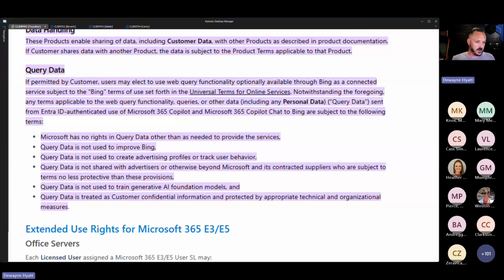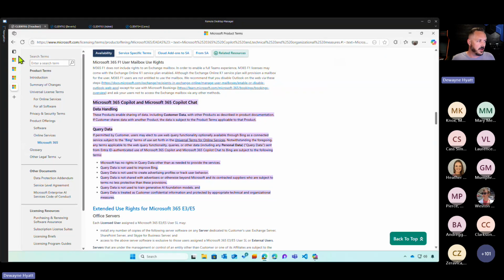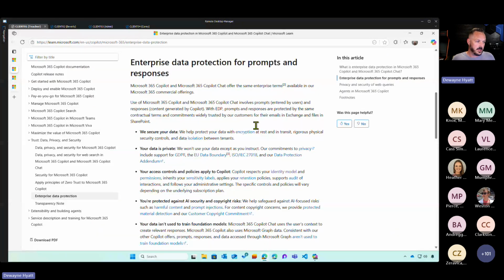A few things on here that are pretty interesting is we are de-identifying this data. So in here, it's going to talk about how tenant identifiers and stuff are removed. You also see that over in the enterprise data protection documentation as well. It's treated as confidential information. It's not used to make Bing better. It's all the same kind of lingo that you would have seen over here in enterprise data protection.